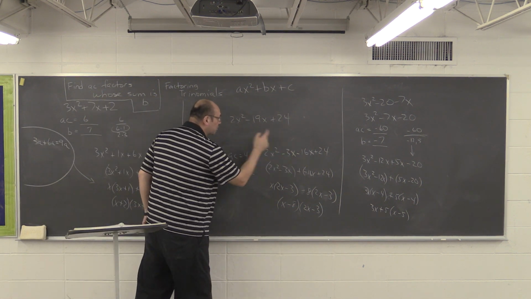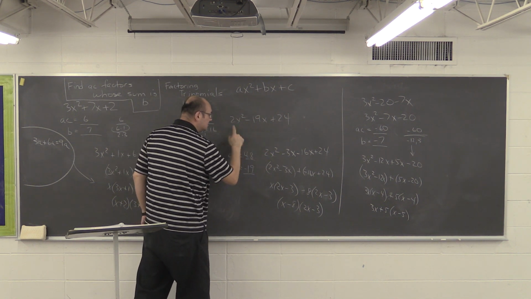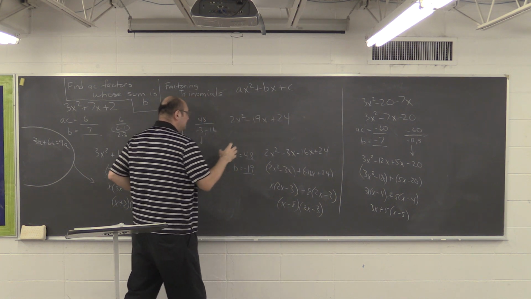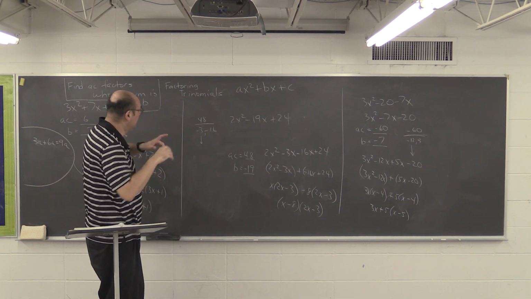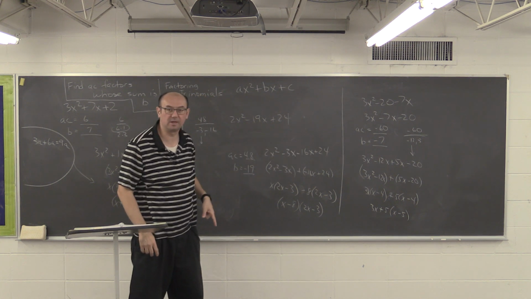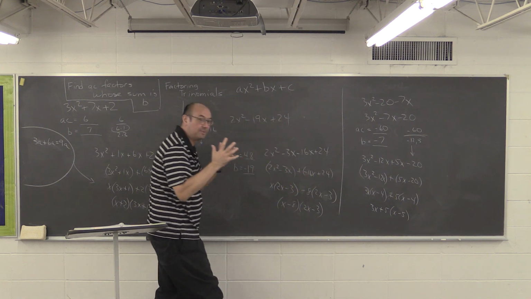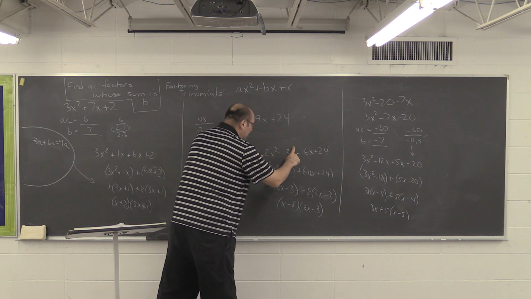So I'm going to rewrite the trinomial, not a negative 19x, but now it's 2x squared. I'm going to take the negative 19x, I'm going to rip it apart, and now I'm going to have a negative 3x and a negative 16x, and then add my 24 on the end. Then, like I did in my first example, I'm going to put two sets of parentheses, I'm going to make two binomials, I'm going to just put my thing right here.